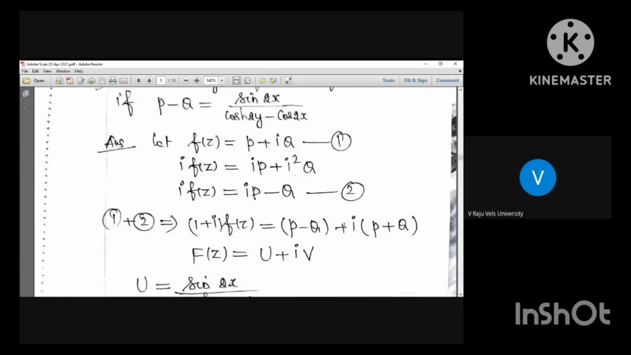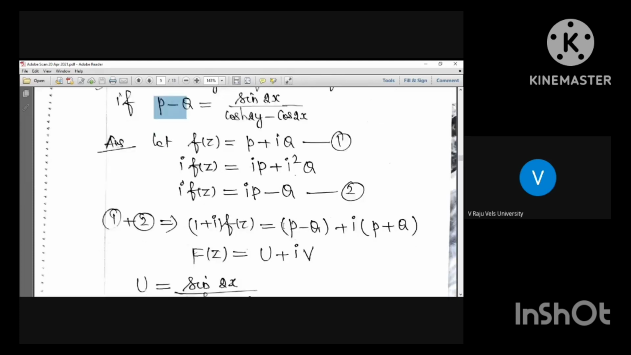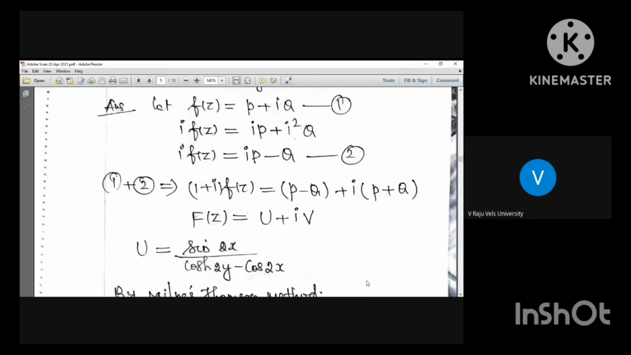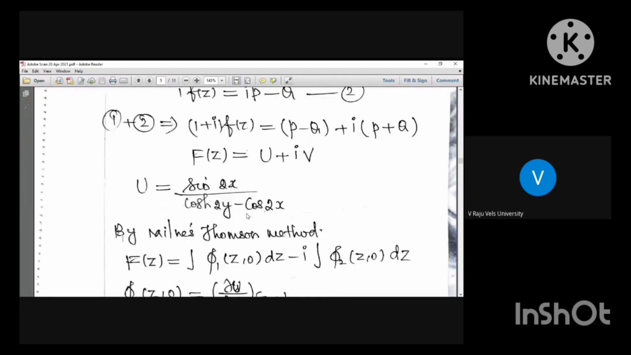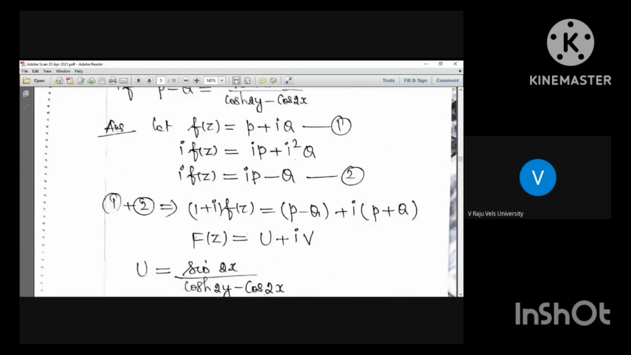So these two, if you are adding, you will get p minus q, and p plus q. P minus q is given in the problem. So p minus q, I am taking as capital U. P plus q, I am taking as capital V. So U plus iV means U is equal to p minus q. Now we know U is given. By the Milne-Thomson method, f of z, the formula is integral of phi 1 of (z, 0) dz minus i into integral of phi 2 of (z, 0) dz. So we can solve the problem when u is given or when v is given. There are only two methods: u is given, v is given. Otherwise, whatever is given in the problem, we have to change to u as well as v.